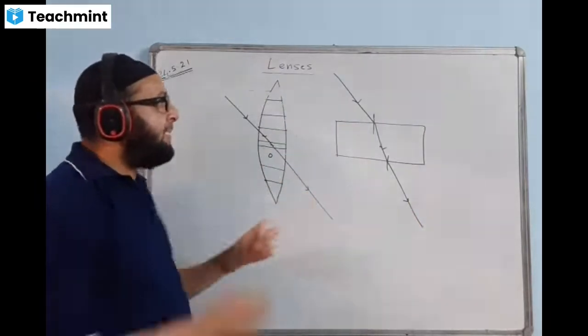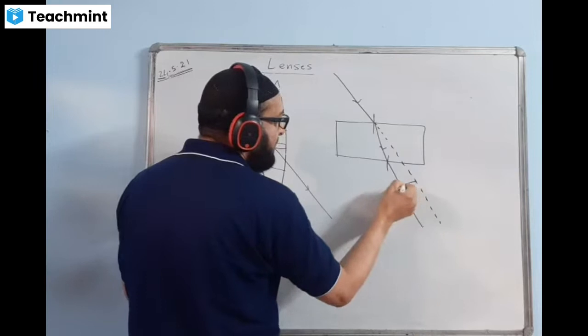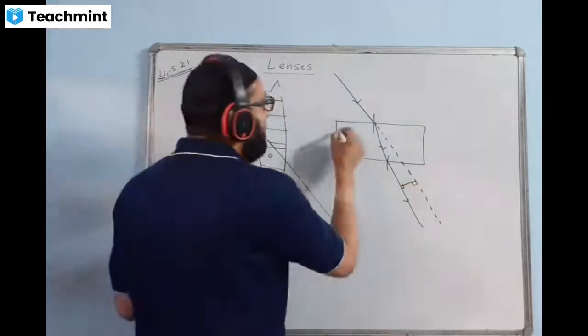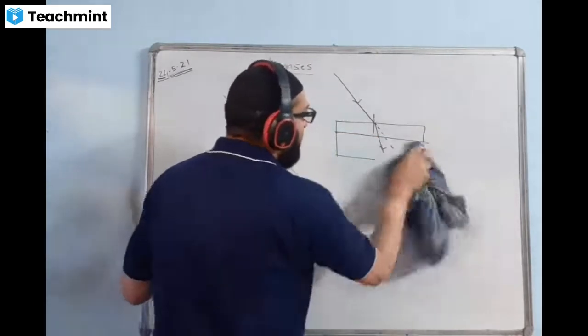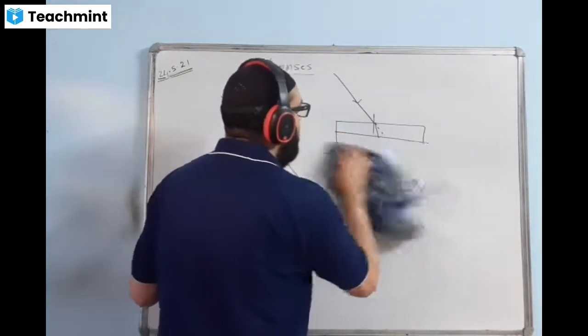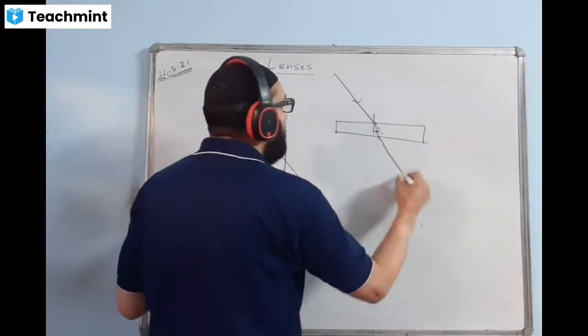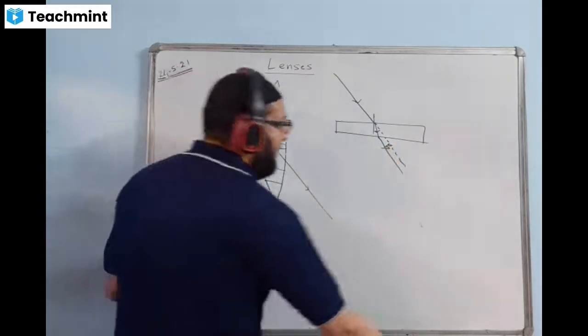So these rays are parallel. What is the lateral displacement? Lateral displacement is this much. But if the glass block is thin like this, the ray will go like this, and the lateral displacement will be small, less lateral displacement.